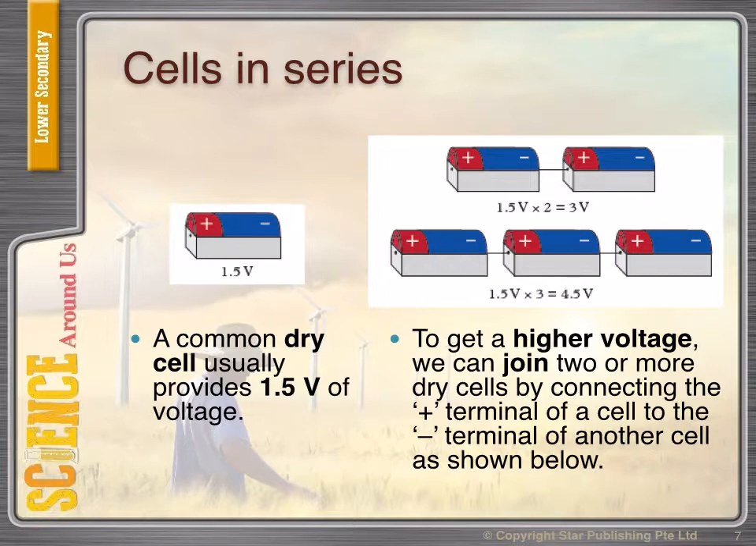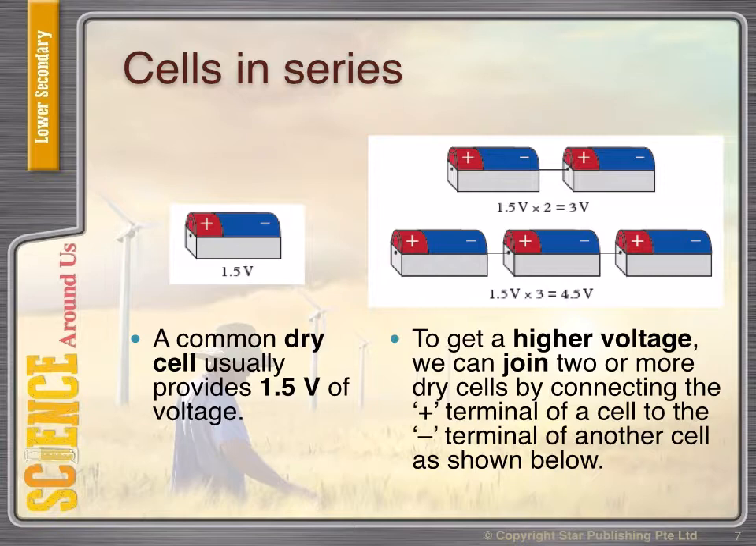So if I have 2 batteries, the total voltage will be 3 volts. If I have 3 batteries, the total voltage will be 4.5 volts. Just take the multiples of each. Okay, and you need to connect them in the correct manner, or else your circuit cannot work. Okay, we have finished learning about current and voltage.